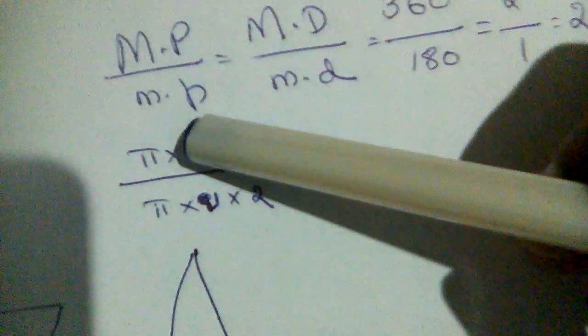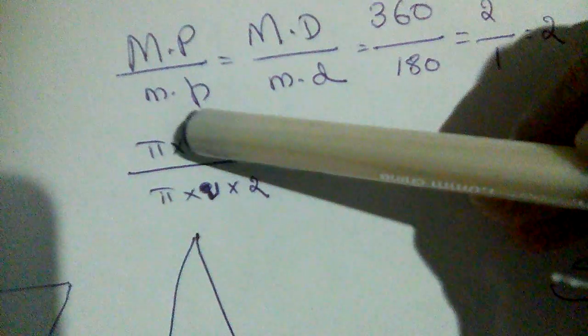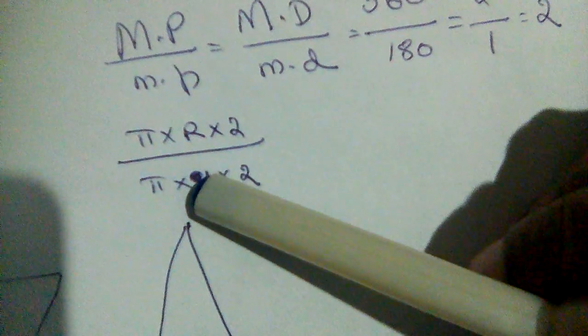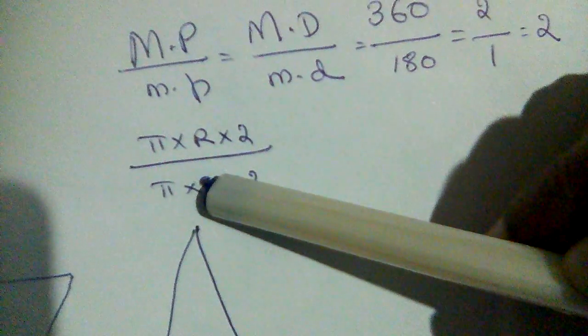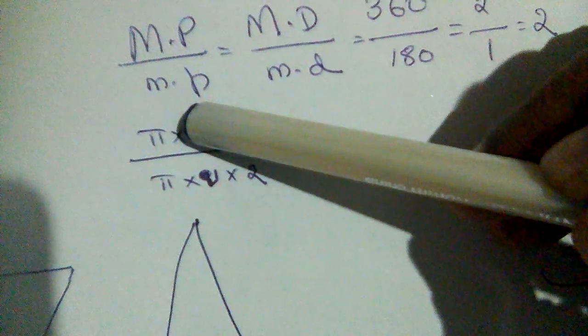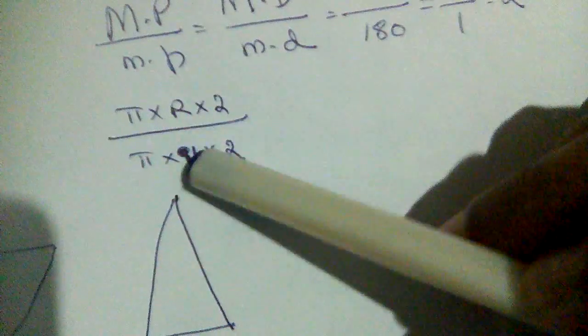We have to get a proper half. If R is 2, this R has to be 1. If this R is 20, this R has to be 10. If this R is 360, this R has to be 180. If this R is 36, this R has to be 18. Then only we will get 2 by 1, that is 2. So remember, this is not the cone we were trying to find out.